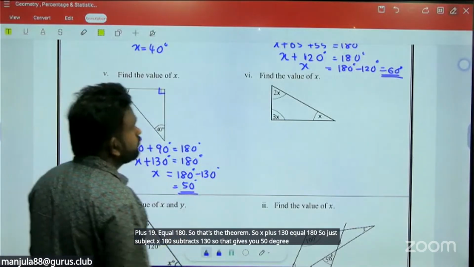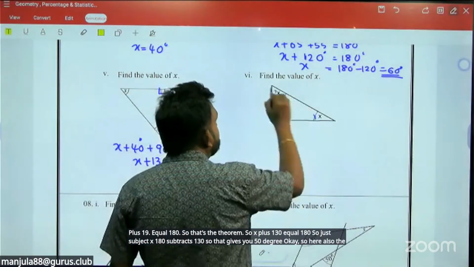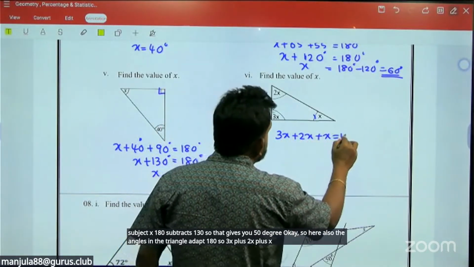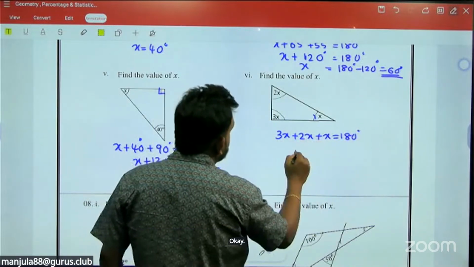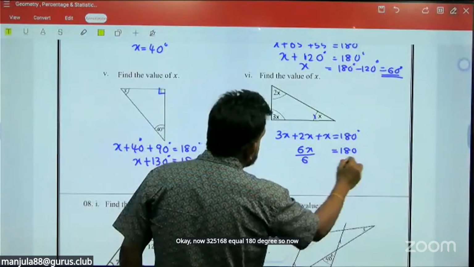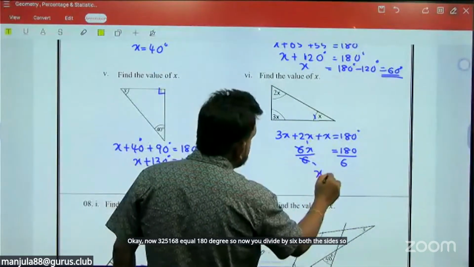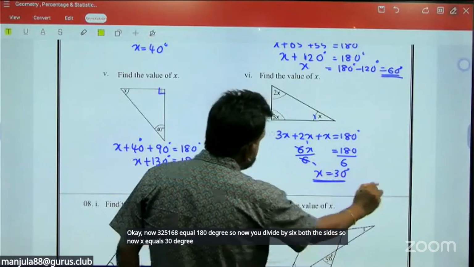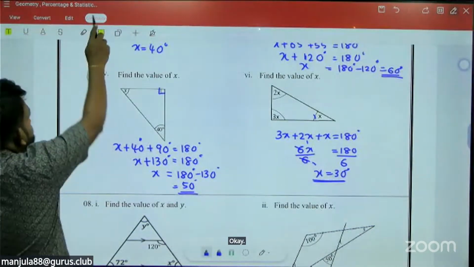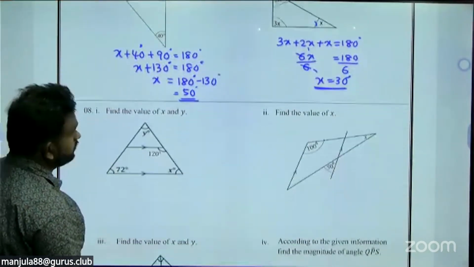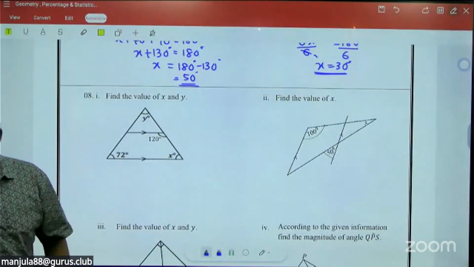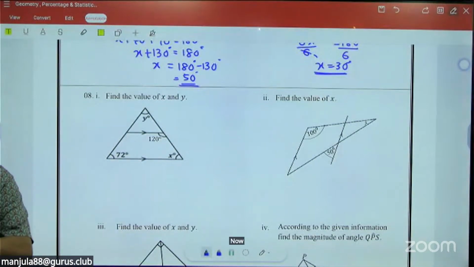Okay. So here also the angles in the triangle add up to 180. So 3x plus 2x plus x equals 180. Now 3 plus 2 is 5, plus 1 is 6x equals 180 degrees. So now divide by 6 on both sides. So now x equals 30 degrees. Now check this answer.